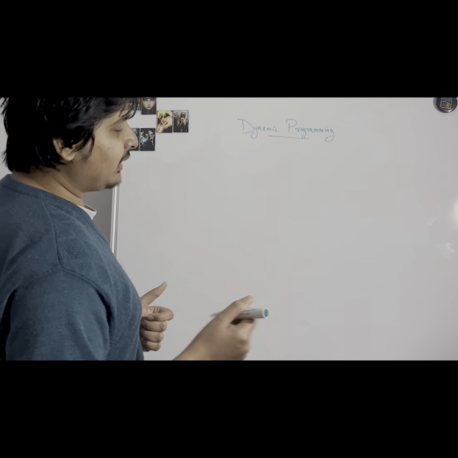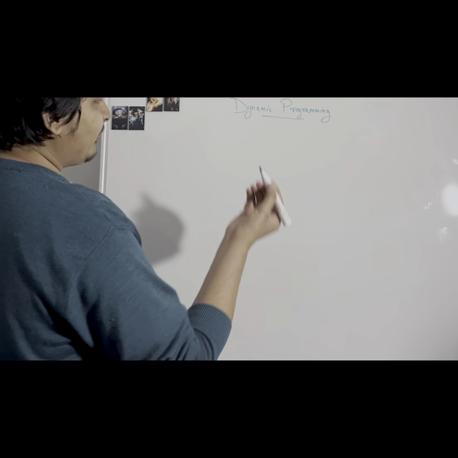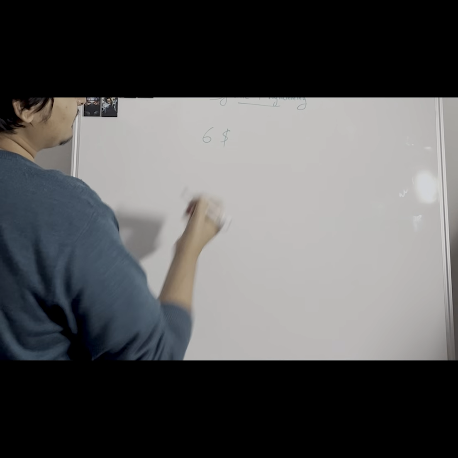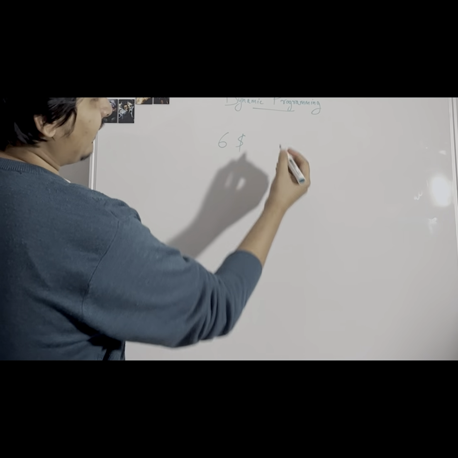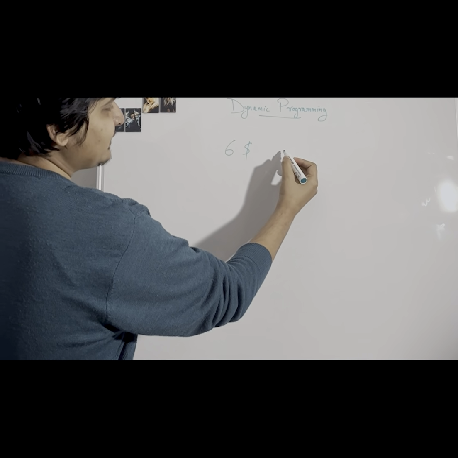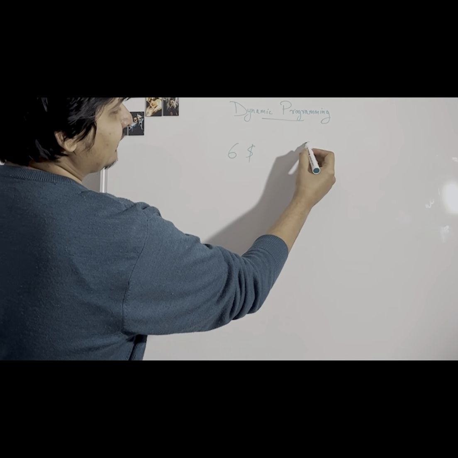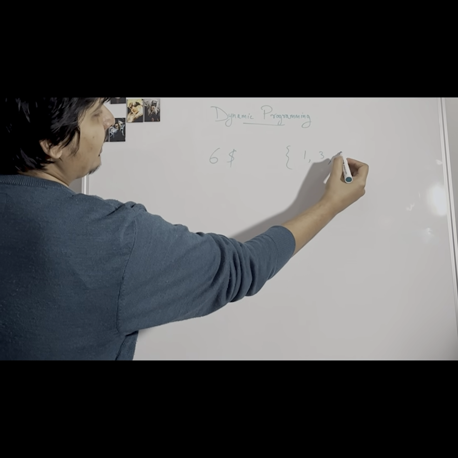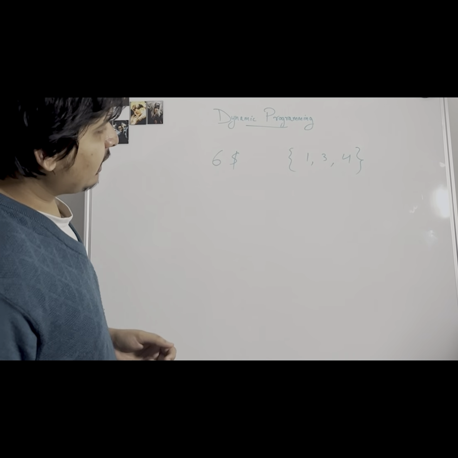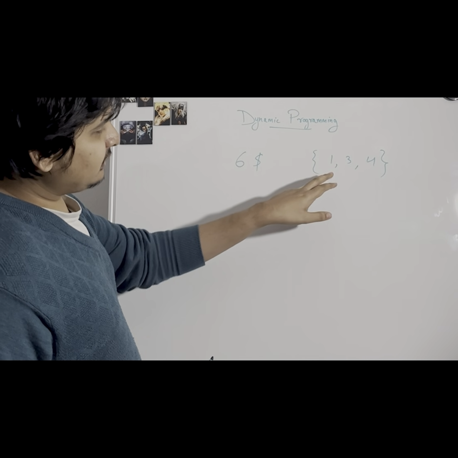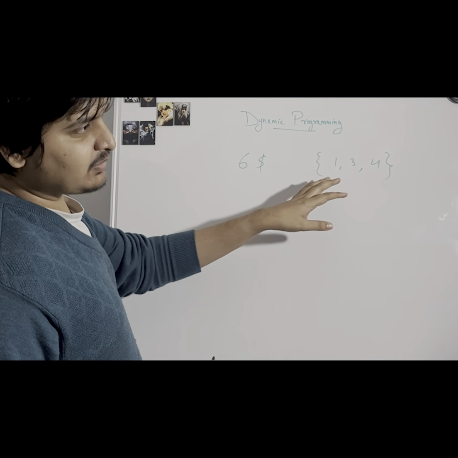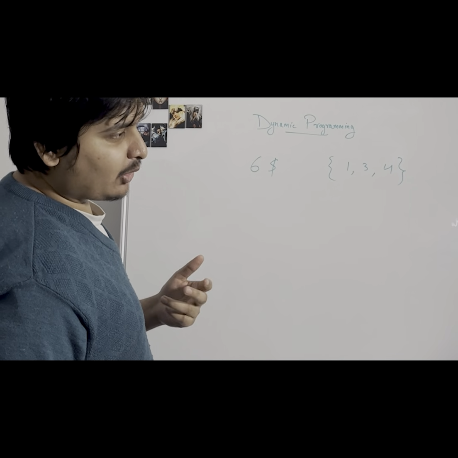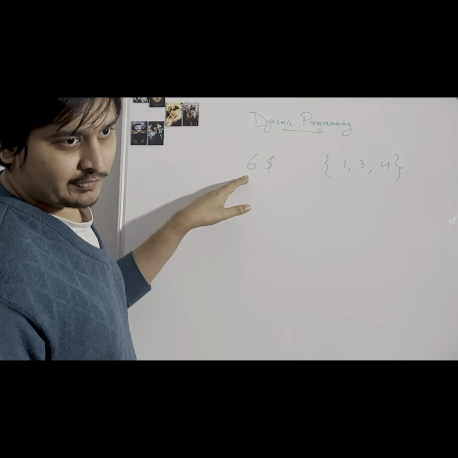For example, you have been told that you want $6 or something like that, and you have coins of denomination, for example, 1, 3 and 4. Now you can use these coins any number of times, but the question is that you want to use the minimum number of coins to get to 6.